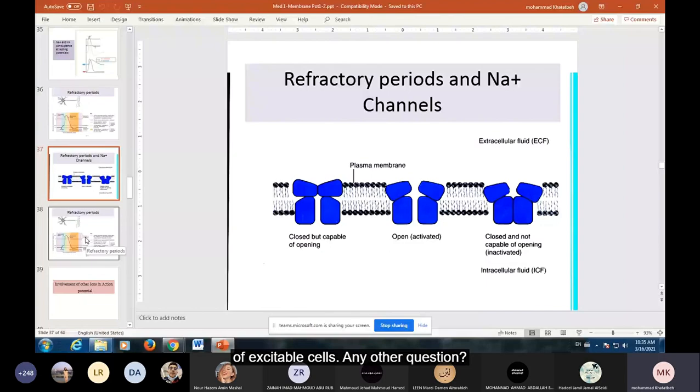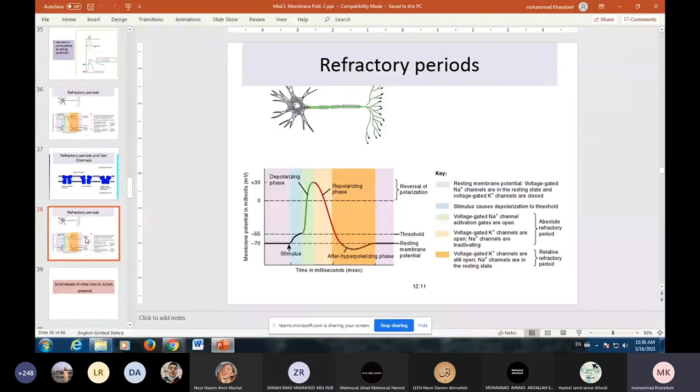Any other question؟ دكتور تفضلي. دكتور هلا اذا كان الستيمولس ما كان سترونج ما بيعمل نيو اكشن بوتنشال.